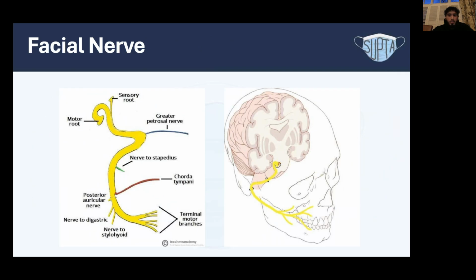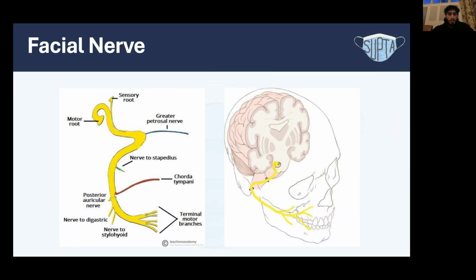The nerve then forms the genicular ganglion, which is just a bunch of nerve cell bodies. And then it gives rise to a few important nerves. Remember, this is all within the bone. We have our greater petrosal nerve, which is essentially just parasympathetic fibers to mucus glands and the lacrimal glands. Then we have the nerve to the stapedius, which we mentioned earlier, and then the chorda tympani. This gives us special sensory fibers to the anterior two thirds of the tongue, which allows us to have taste sensation, and also parasympathetic fibers to the submandibular and sublingual glands.